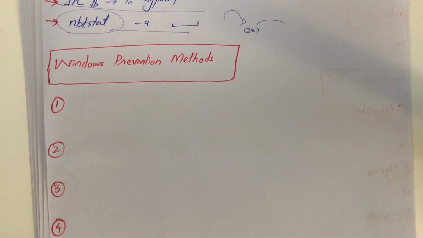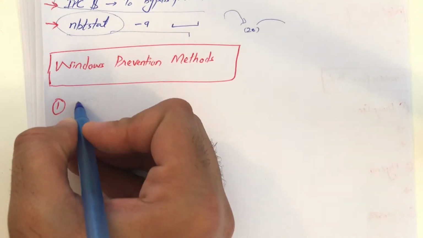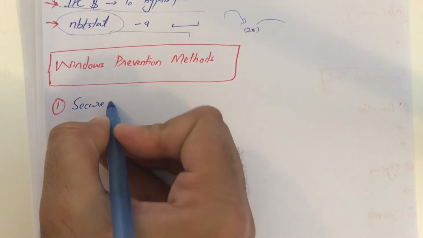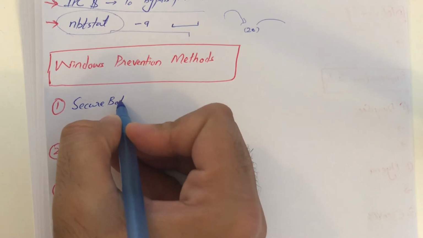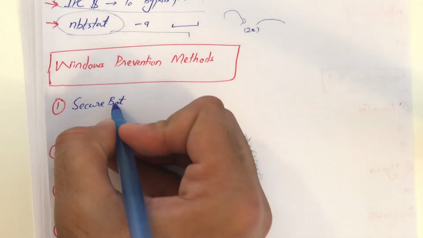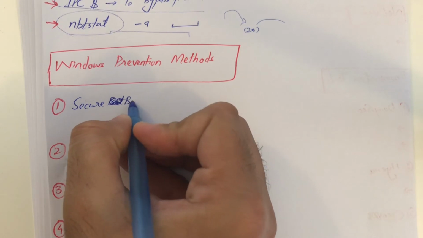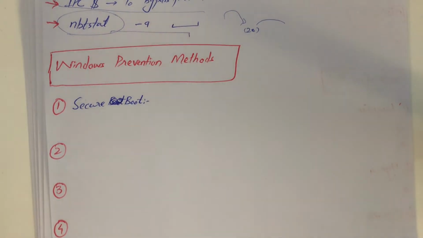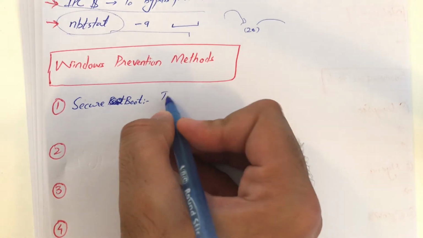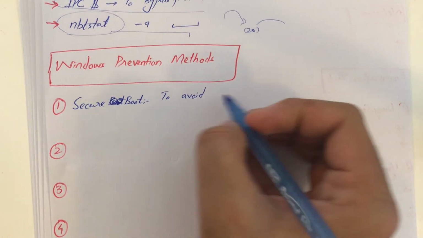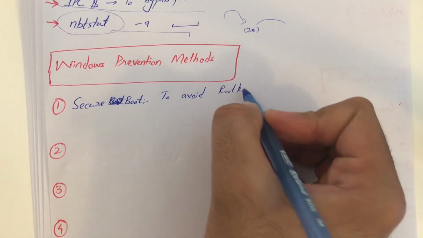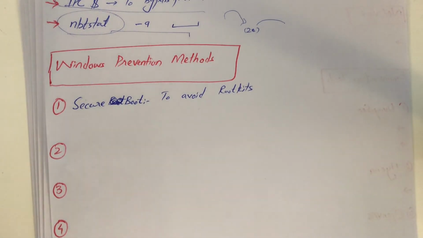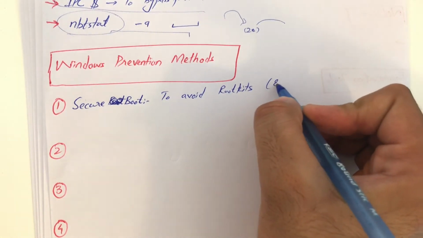What are the significant changes which made Windows 8 and Windows 10 more robust against the enumeration attack? There are plenty of changes. The first change that Windows 8 brought in was secure boot, B-O-O-T. Secure boot is one of the significant changes of Windows 8. What it does is avoid rootkits. By using secure boot, rootkits can be avoided, and this feature was added in Windows 8.1.